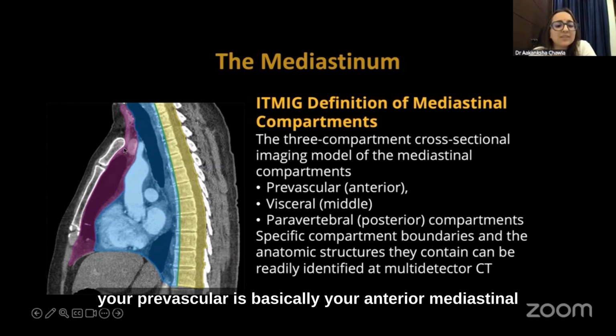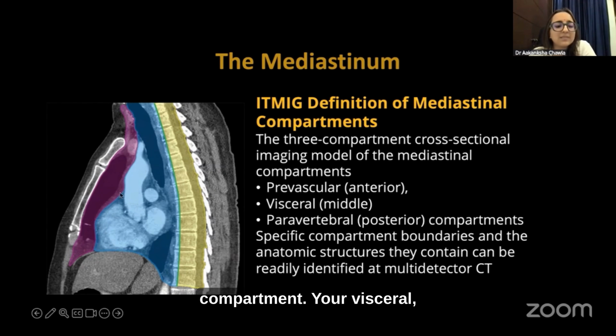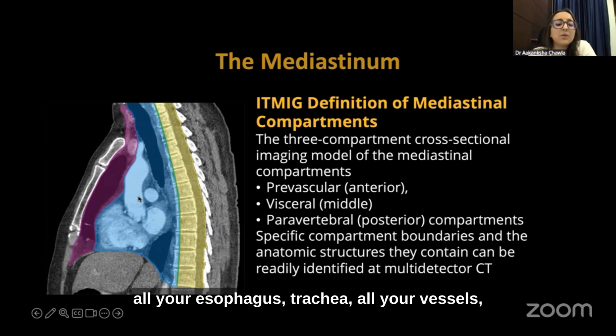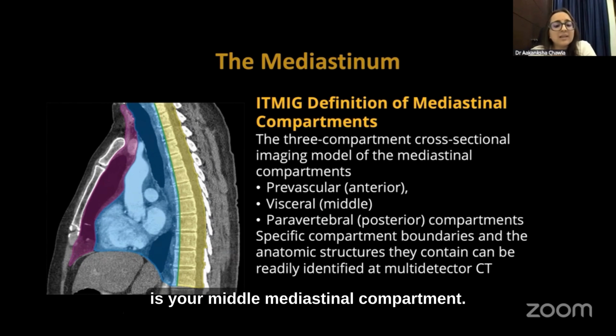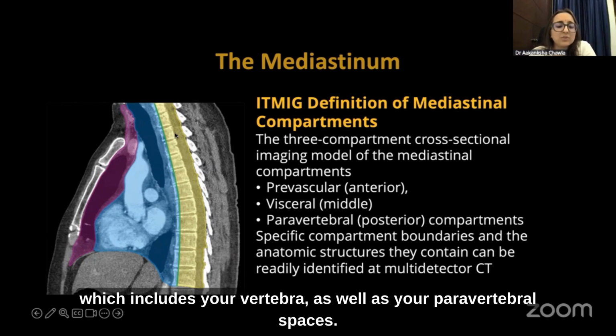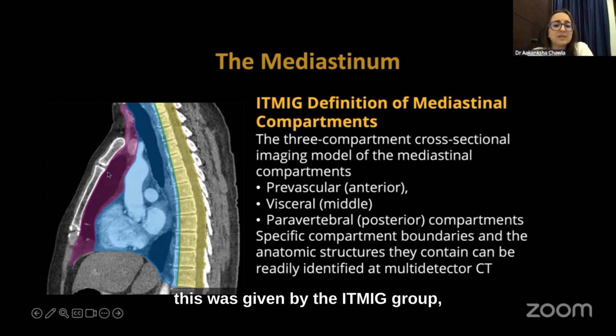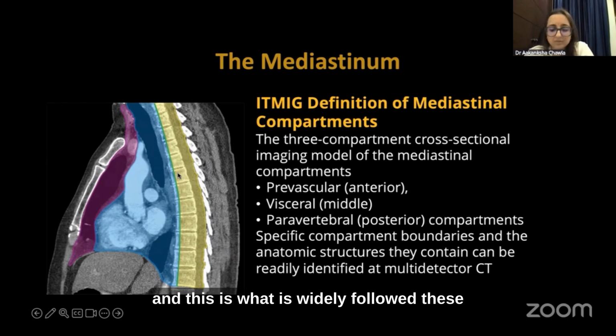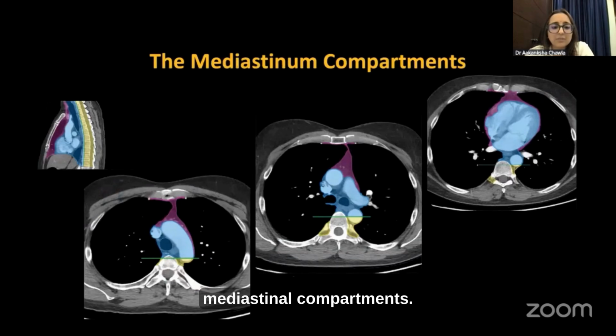So your prevascular is basically your anterior mediastinal compartment. Your visceral, which contains all your structures, your esophagus, trachea, all your vessels, heart, is your middle mediastinal compartment, the visceral compartment. And the posterior is the paravertebral, which includes your vertebra as well as your paravertebral spaces. So this was given by the ITMIG group, and this is what is widely followed these days as well for identification of the mediastinal compartments.